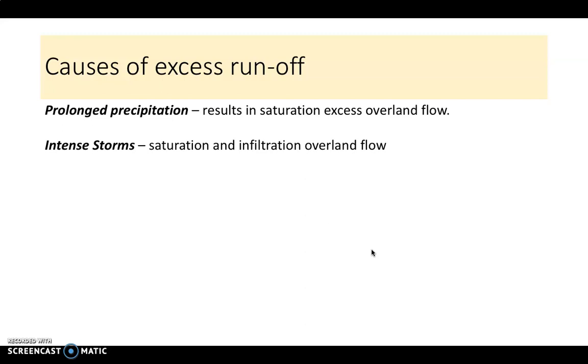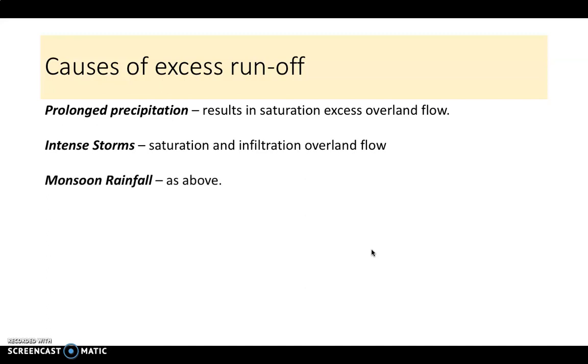The more likely one with intense storms is where you get something we refer to as infiltration excess overland flow. This means that the water cannot sink into the ground. You've got so much rain falling on the ground that there's just too much of it, and the ground can't cope, and the water flows over the ground. So infiltration excess overland flow, where you've just got too much rainfall and it can't sink into the ground, and it flows over the ground. It tends to happen in the UK in the summer.